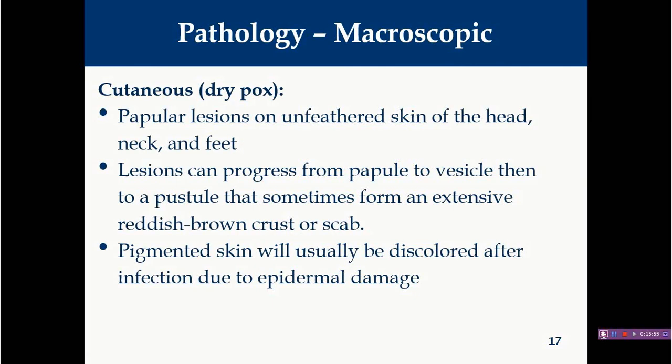Now gross lesions. In cutaneous pox or dry pox, depending on the stage of disease, you will find different types of lesions, but most commonly you will find papular lesions on unfeathered skin of the head, neck and feet. That may also involve combs, wattles, beak, periocular tissues as well as the toes and legs. Lesions can progress from papules to vesicles, pustules, and when these pustules rupture, you will find scabs over the lesions, and slowly you will find proliferative lesions, right?